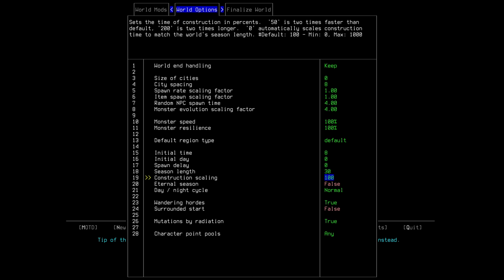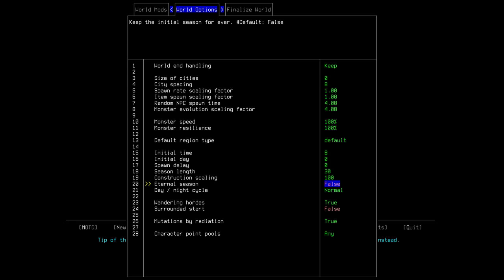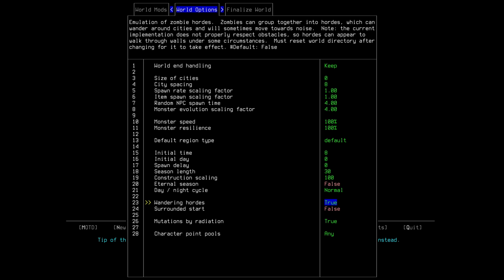One thing that I would recommend changing for your own home games is the construction scaling here. I'd recommend lowering it, as it says 50 is 2 times faster than default. The rest of our options are the same here, other than wandering hordes, which I have active for this world. So too much noise and we might stir up some unwelcomed visitors. We'll see if that affects us at all, because of course, there are bloody dinosaurs in this world.